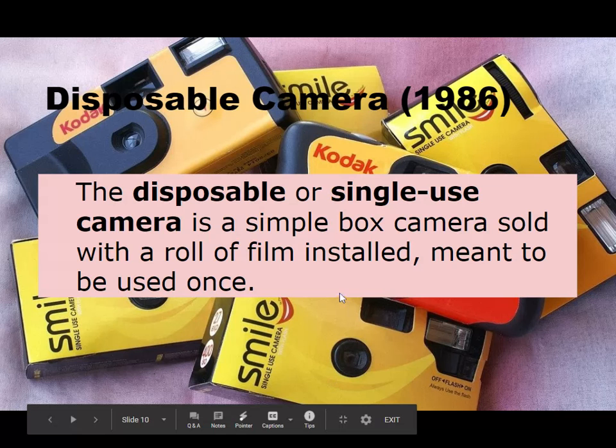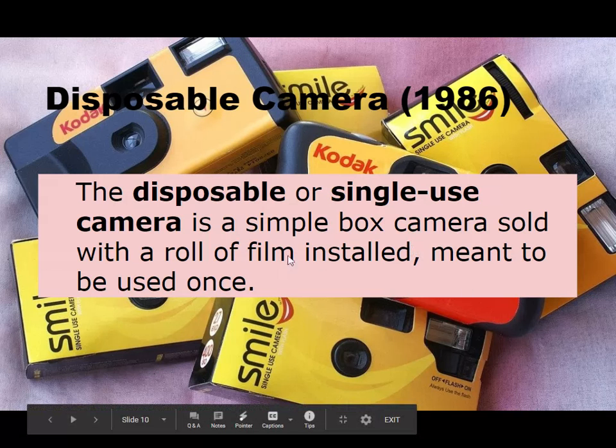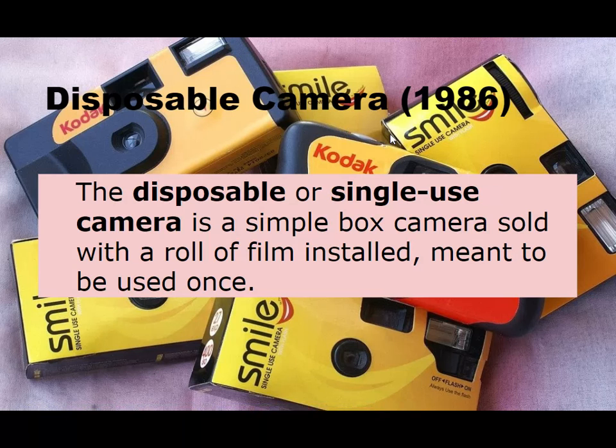Then came the disposable or single use camera. It's a simple box camera sold with a roll of film installed, and it's meant to be only used once. In the late 80s and 90s, people liked to put these on their guest tables at weddings, and guests would take pictures with them and then leave the camera behind so the bride and groom could develop them and have a whole boatload of pictures from their wedding.